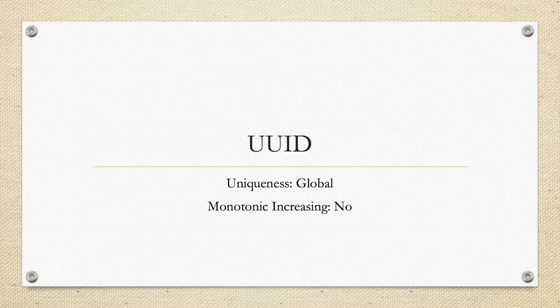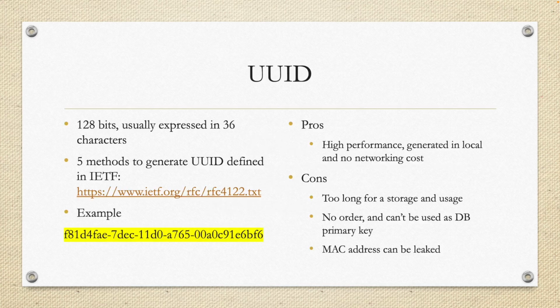Let's see the different ways to generate that distributed ID. The first solution is UUID. It's globally unique, but is not monotonically increasing. The UUID has 128 bits. Usually this can be expressed in 36 characters. In the RFC protocol, there are 5 methods to generate such UUIDs.